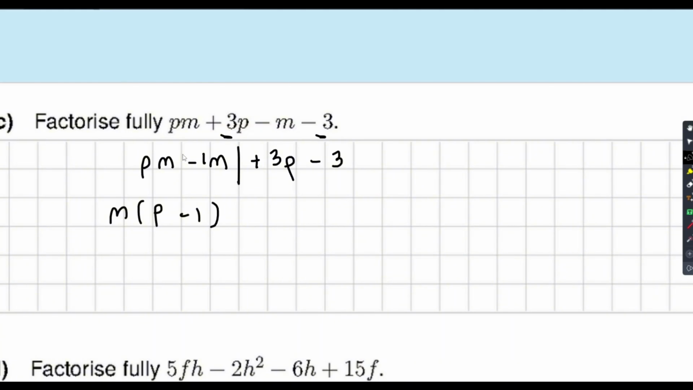We then look at 3p minus 3. What is the highest number we can take out of both of them? We can take out a 3. This has a p, this doesn't have a letter, so that's all we can take out. Once we've taken that out, 3 by what gives me 3p? That's going to be a p. Then 3 by what will give me minus 3? Again, it's just going to be a minus 1, which will change that plus 3 into a minus 3.